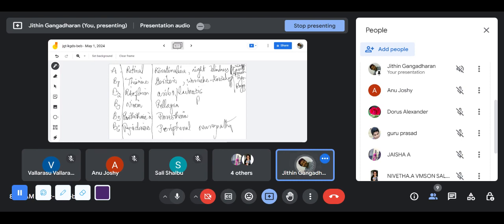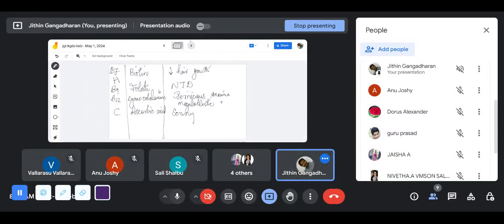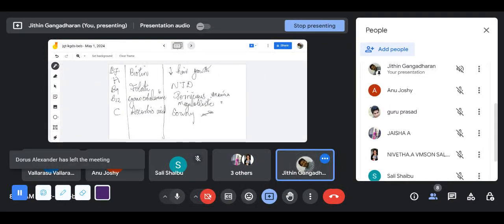Now, what about vitamin B complex? Green leafy vegetables are the rich source of vitamin B. Now, what about C? The main rich source of vitamin C is gooseberry.